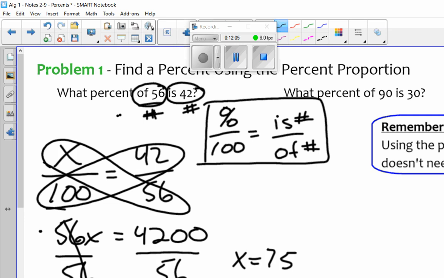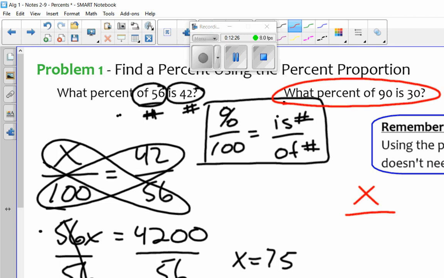The second question here, I'll circle it in a different color. Go ahead and write that down. What percent, again, of 90 is 30? It's kind of the same question, still asking for a percent. It gave me an of number and an is number. I'm replacing the percent sign with x. You could leave the percent sign if you want. And remember, I forgot to go back here: I found a percentage, so I need to make sure I label it too. My fault.